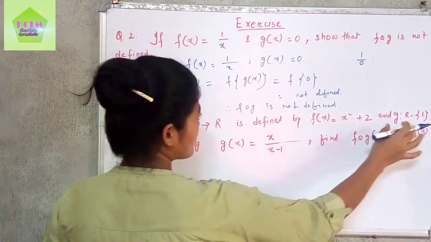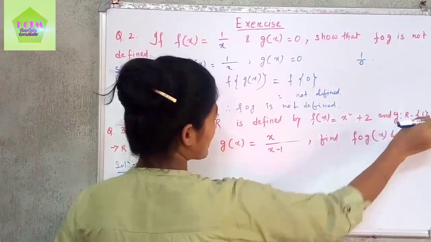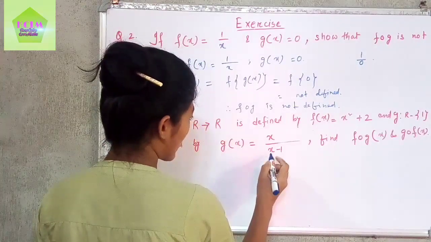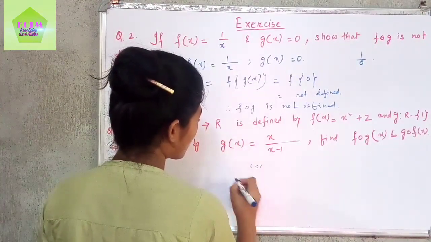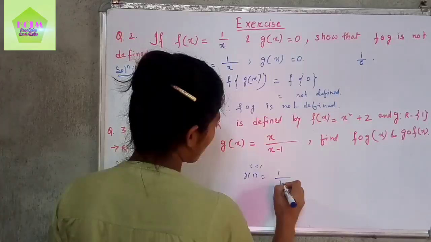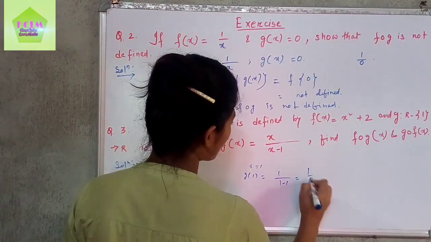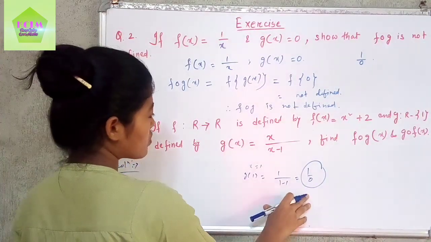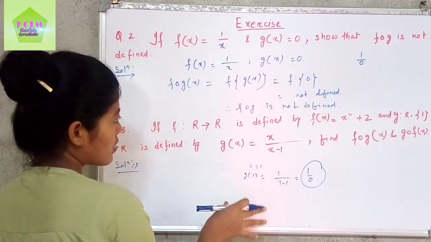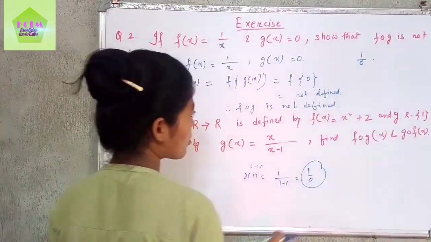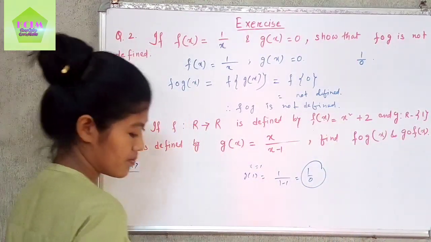Here the domain is R minus 1. It is because whenever we take x equals 1, that means g of 1 will be 1 by 1 minus 1, which is 1 by 0, and always you know that 1 by 0 is not defined. Therefore, we cannot take the element 1 in the domain. So, the domain is R minus 1.